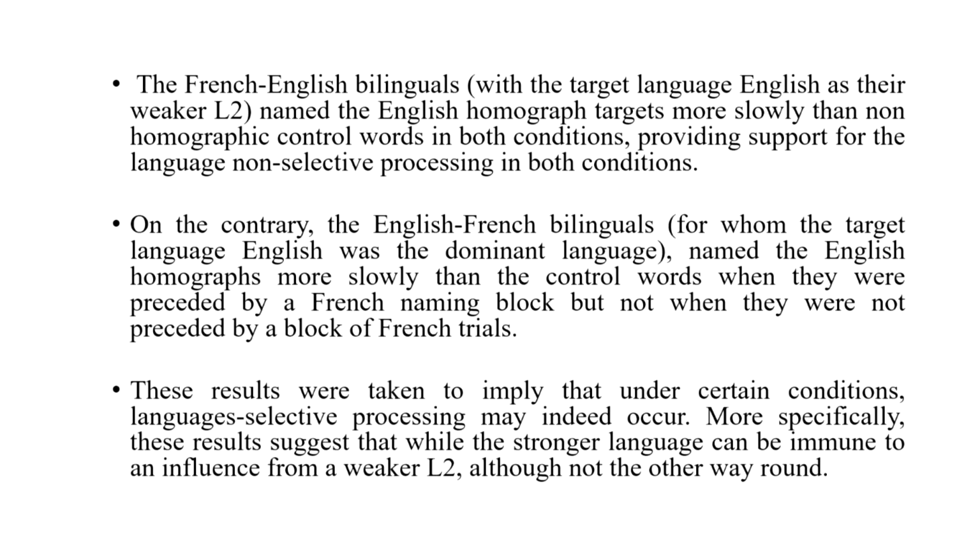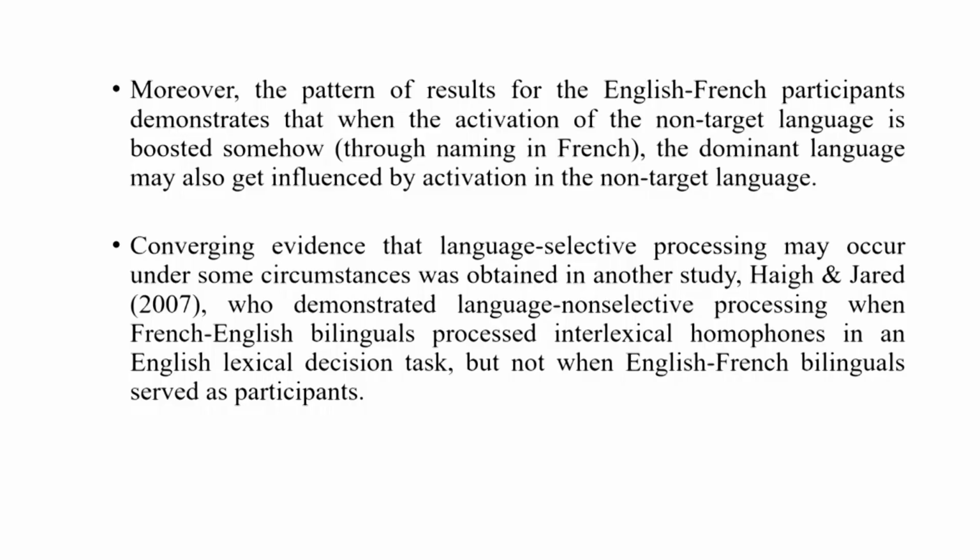These results were taken to imply that under certain conditions, language selective processing indeed occurs. More specifically, these results suggest that while the stronger language can be immune to influence from the weaker L2, such as English was immune to influence from French in this case, it does not happen the other way around. So, French does not get influenced by English so much. Moreover, the pattern of results for the English French participants also demonstrates that when the activation of the non-target language is boosted by people naming in French prior to naming in English, the dominant language may also get slightly influenced by the activation in the non-target language. We have just primed that particular language mode.